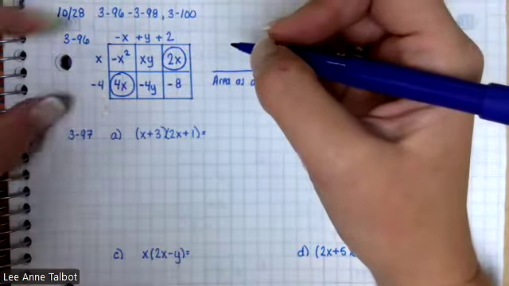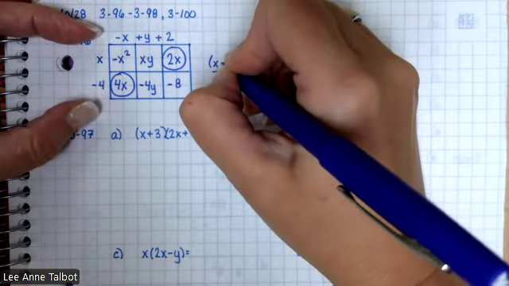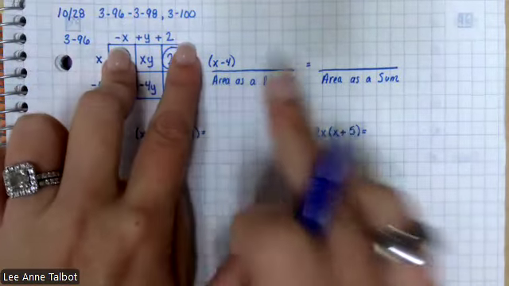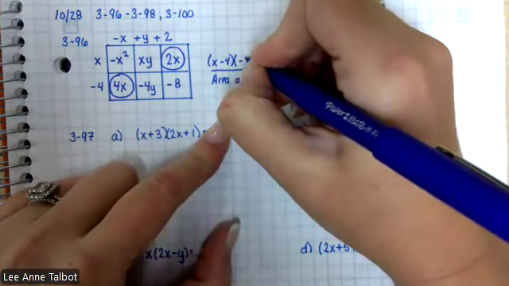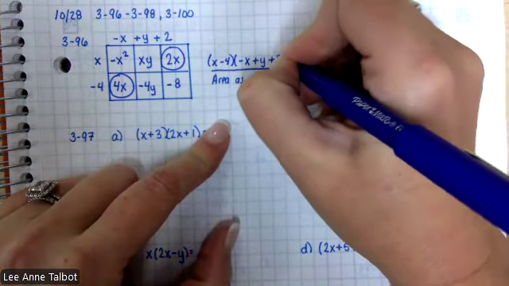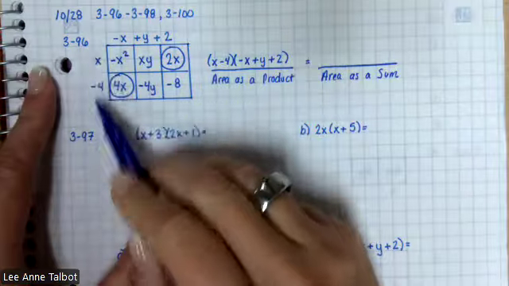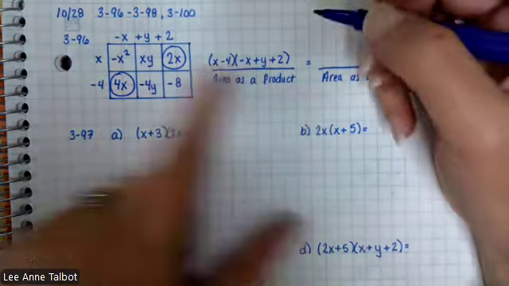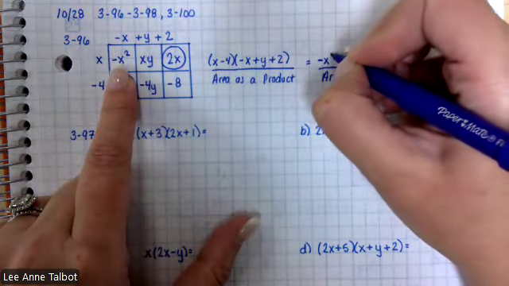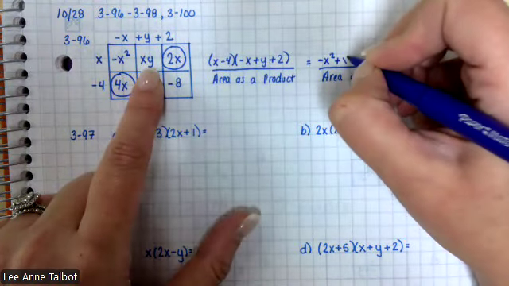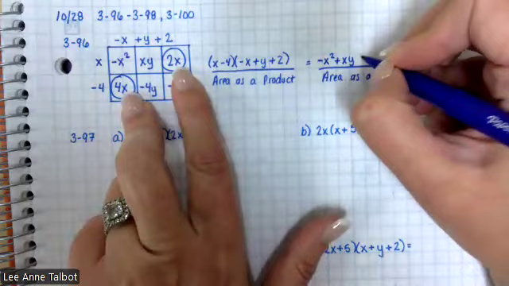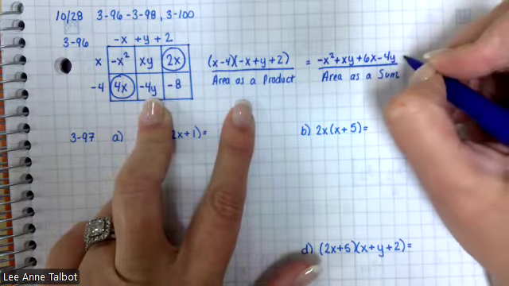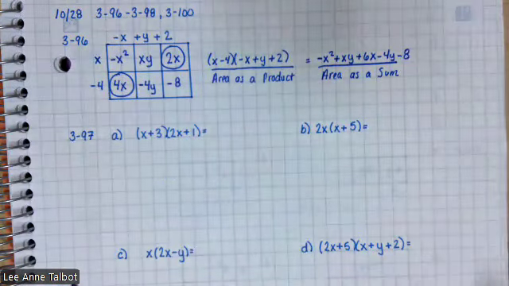So area as a product is length times width. Length is x minus 4. Width is negative x plus y plus 2. So length times width. And then area as a sum is all of the pieces added together. And it doesn't matter the order. Negative x squared plus xy plus 6x minus 4y minus 8.